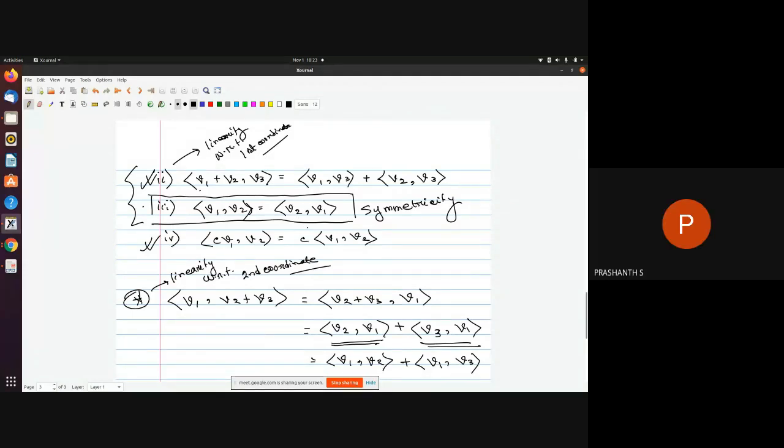What is the name of the fourth property, sir? There is no such name as such. It is called respecting scalar multiplication. The inner product respects scalar multiplication, that's what we call it. If you want to write it in words, we write: inner product respects scalar multiplication.